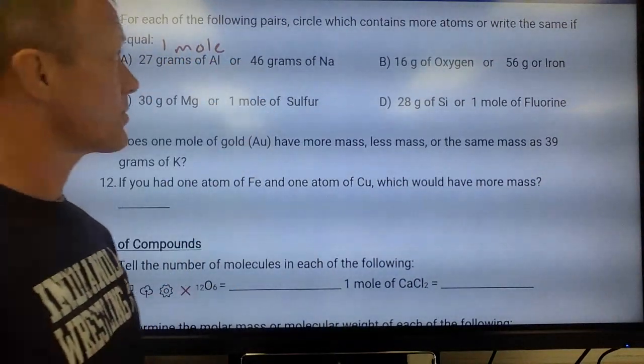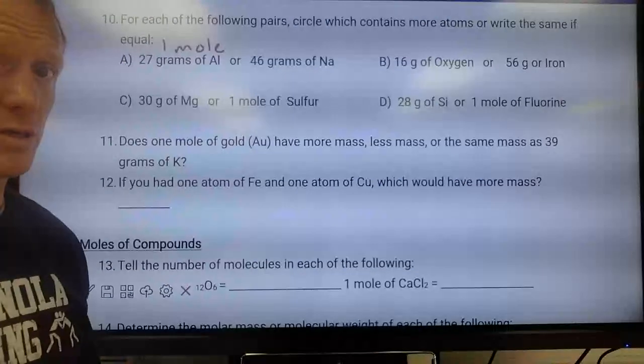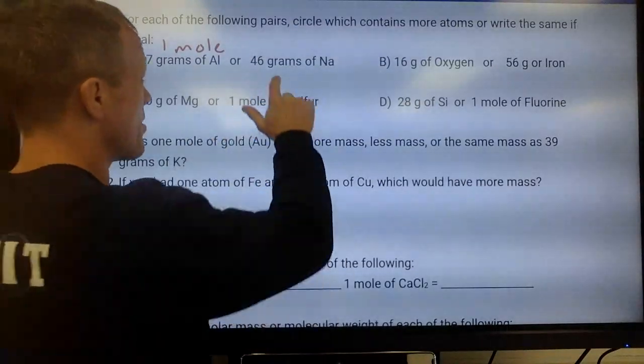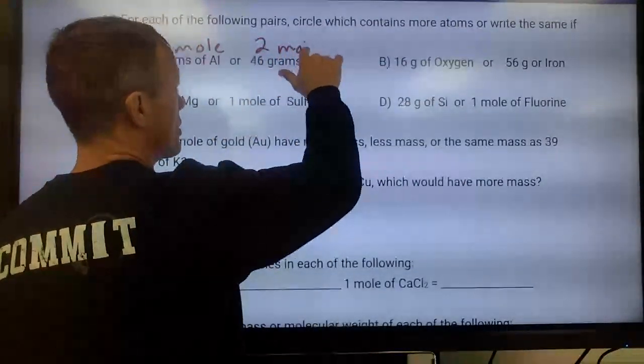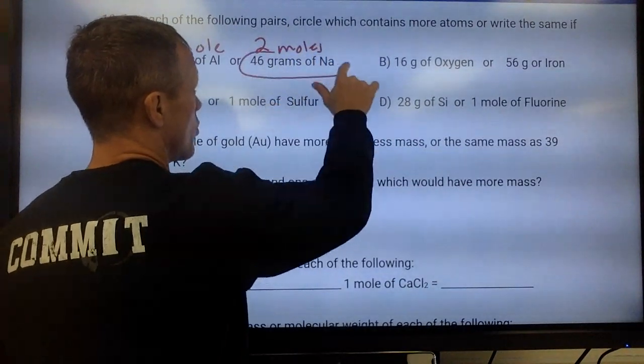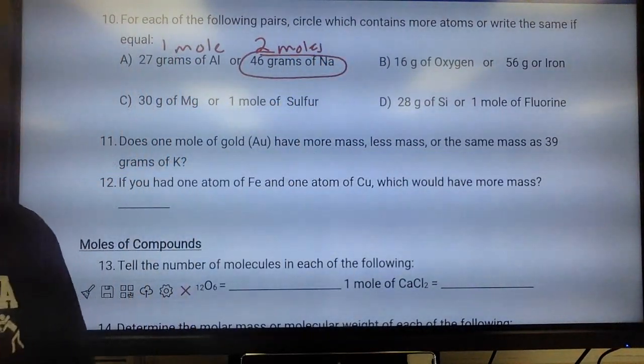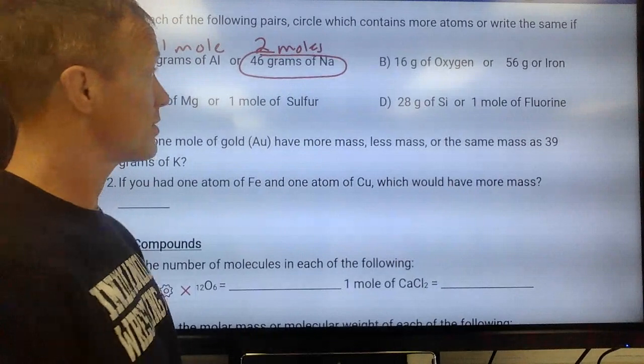If we look at sodium, sodium is 23 grams for a mole. So 46 grams would be about 2 moles of sodium. So that is more moles. More grams does not always mean more moles, though. More grams does not always mean more.